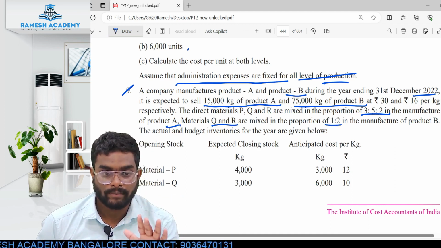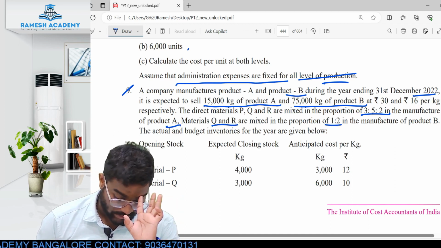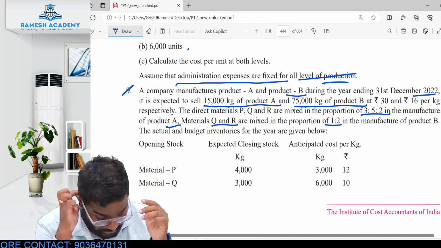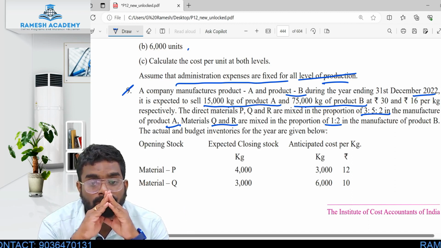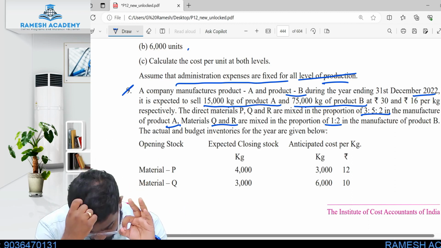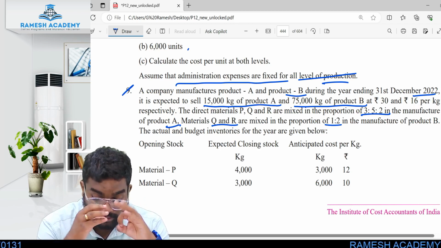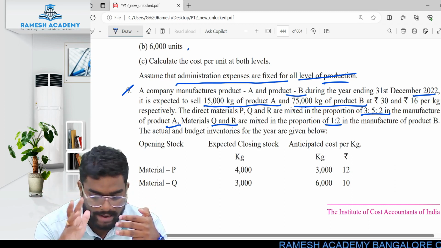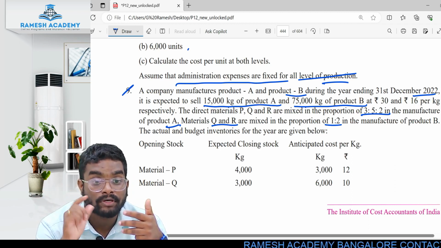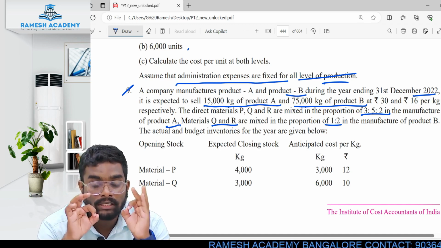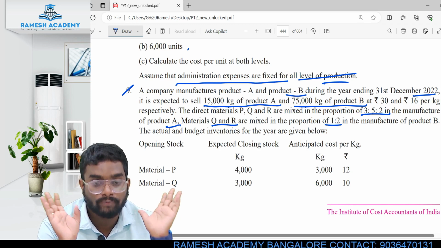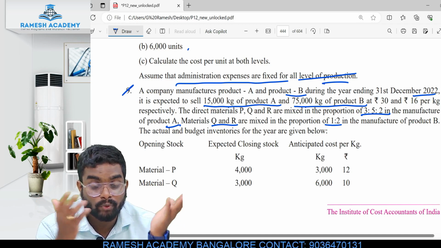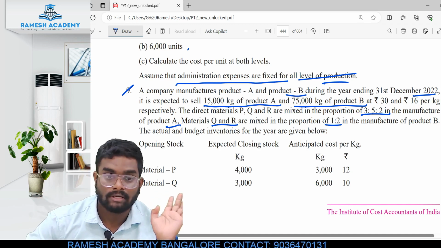So this is the most important point here. The actual and budgeted inventories are given: opening, closing and anticipated cost. Here we have to find only one thing. For A, we have three materials P, Q, R in the proportion of 3:5:2, and in case of B, Q and R are in the proportion of 1:2. But they have not given how many kgs are used for one unit. So that is the problem here. Now we'll make an assumption that 1 unit takes 1 kg.